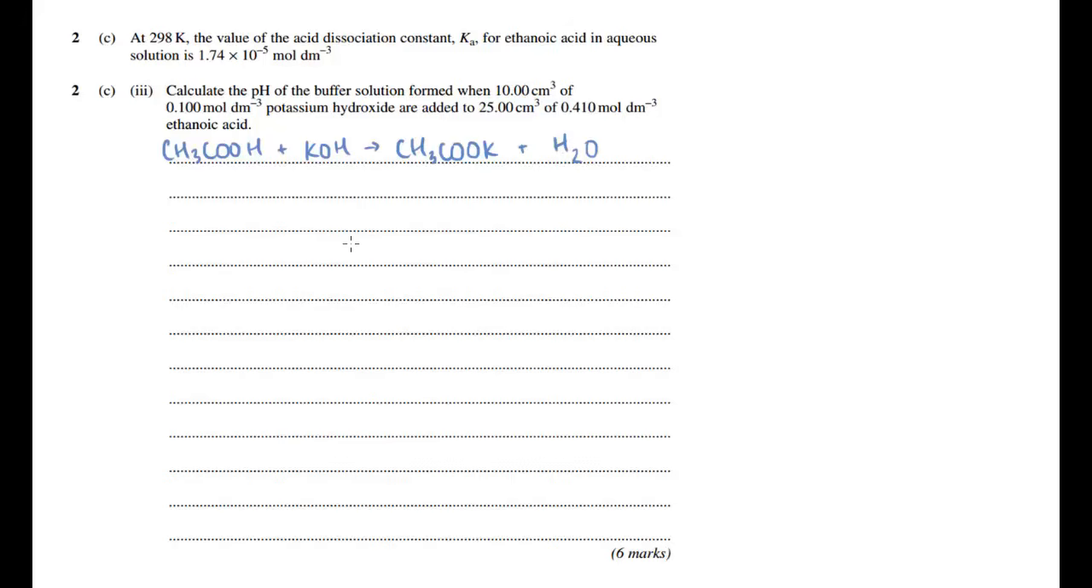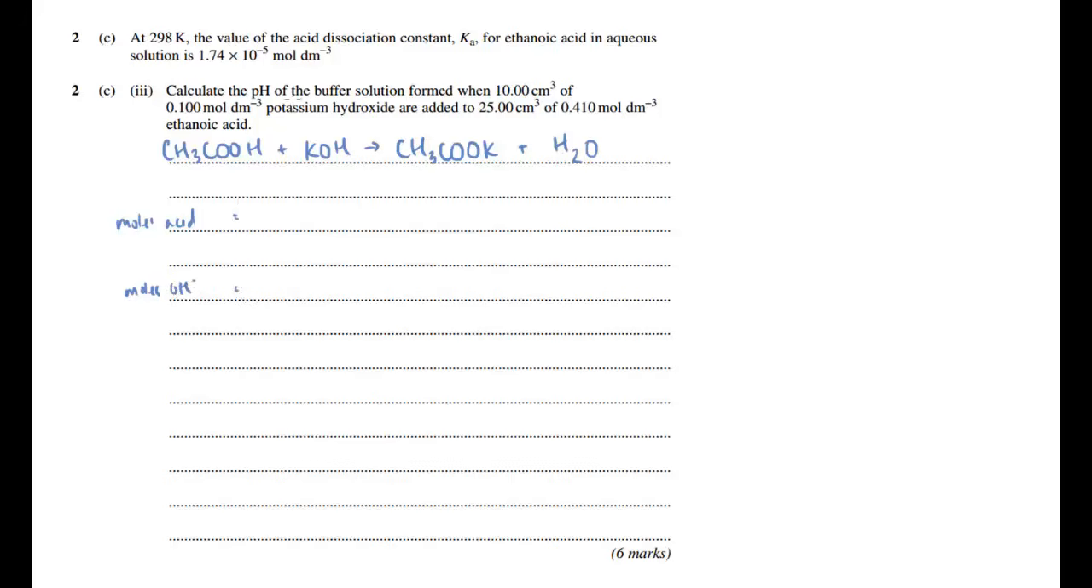Just be aware that it's still a buffer calculation. And the way you work this out is something like this. The starting point is to say, well, I'm going to work out my moles of acid, and I'm going to work out my moles of hydroxide. So moles of acid, moles of hydroxide.